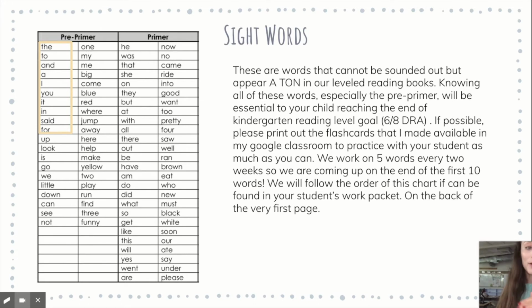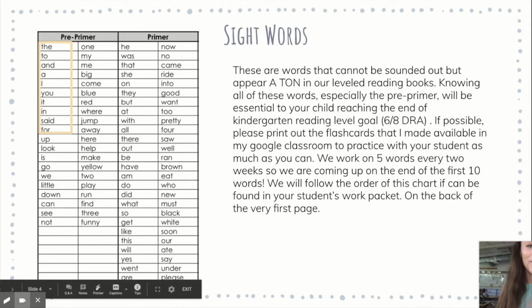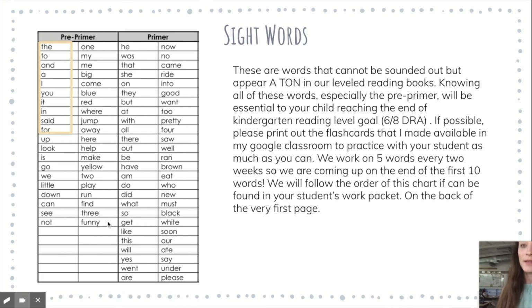We will follow this chart in order. So we'll go down this first column, down the second, and then move into the primer words. I put this chart, and it includes first, second, and third grade sight words as well. It's on the back of every packet that you've gotten so far. You can find it right on the back of that first page.